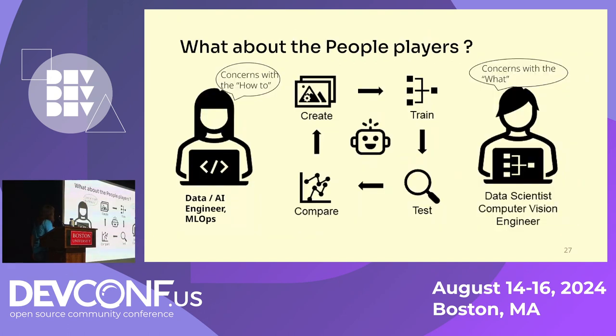Okay, so what about the players? Then there are also people players too. Now, we look at the data: there are data scientists, who are the subject matter experts, and computer vision engineers, who are also subject matter experts. But most of us are maybe developers, we're really the AI engineer, the MLOps engineer, and the data engineer, who actually help the data scientists and computer vision engineers implement what they foresee it's supposed to be doing.